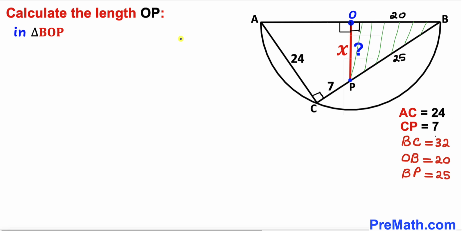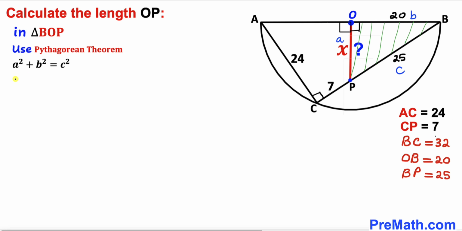And here's our final step. Let's focus on triangle BOP, and we know that this is a right triangle. So we are going to use the Pythagorean theorem, a squared plus b squared equals c squared. Let me call the longest side c, this side a, and this side b. Keep in mind that side length BP was already figured out in our previous steps. It was 25. So let's fill in the blanks.